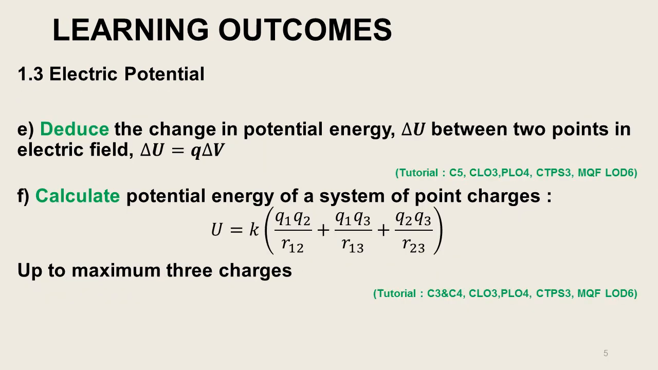Still continuing with the learning outcomes for 1.3 electric potential. e. Deduce the change in potential energy, delta U, between 2 points in an electric field. f. Calculate potential energy of a system of point charges up to a maximum of 3 charges.